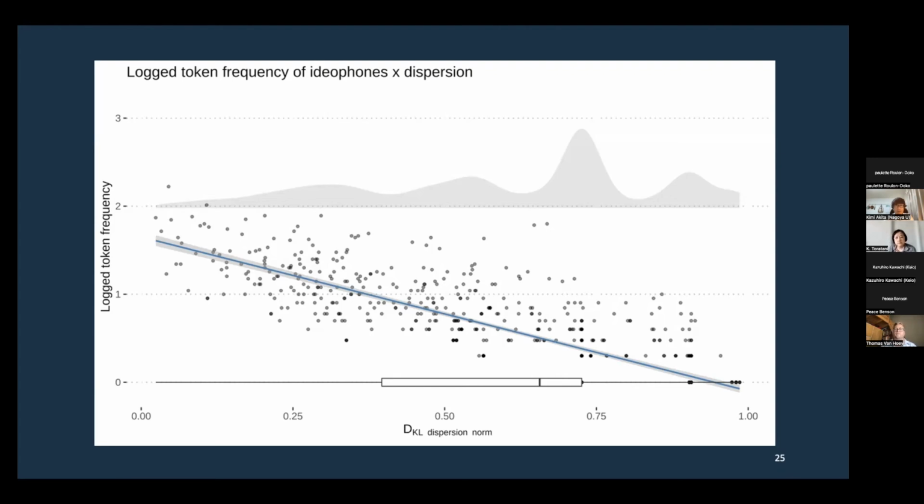I also don't find that many tokens of ABB words or ideophones in the corpus. Maybe that's just because it's mostly written data. I don't know. That's something that still needs to be figured out.